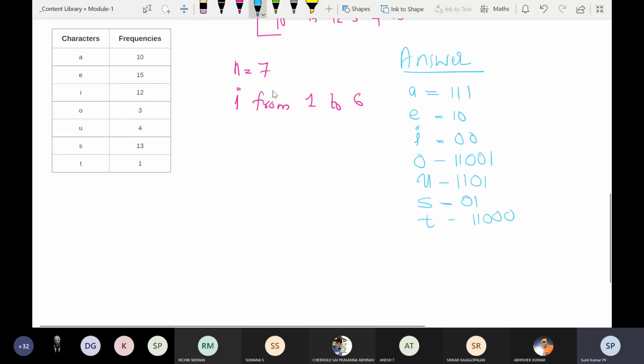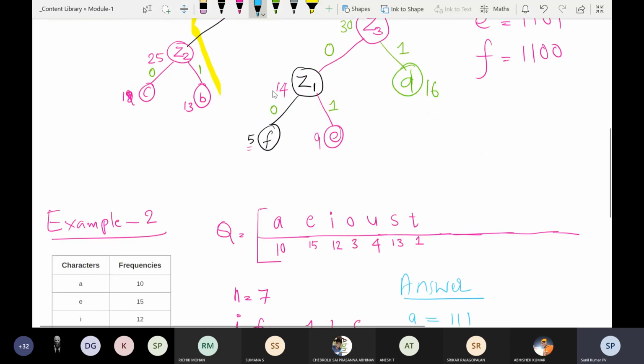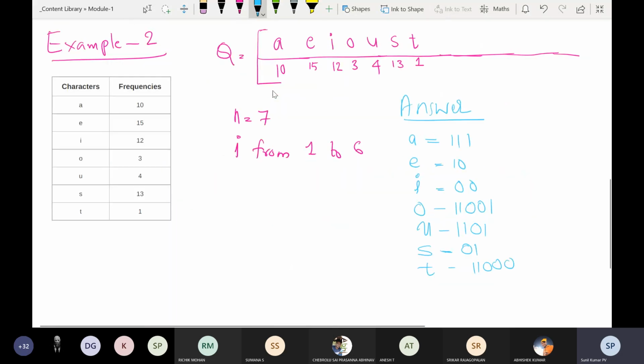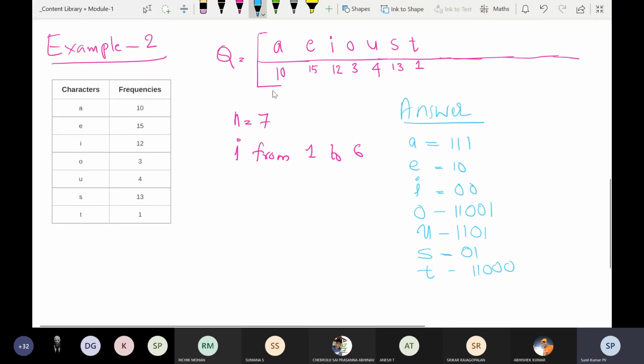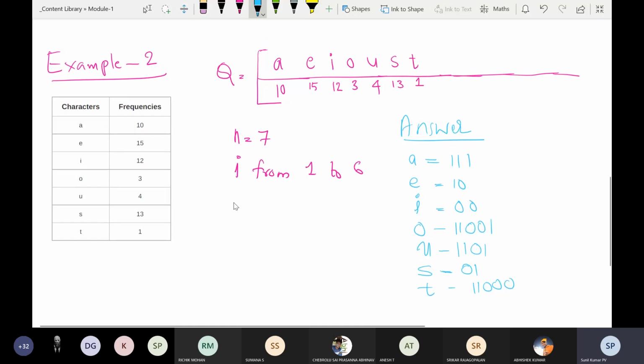So we have all the vowels A, E, I, O, U plus 2 other characters S and T, and the respective frequencies are given. Just follow the algorithm and do this as practice, and if you have any doubts you can ask me, and this will be the answer for this question. Just verify that you are able to get this answer. I am not solving this, but you can use the same method.